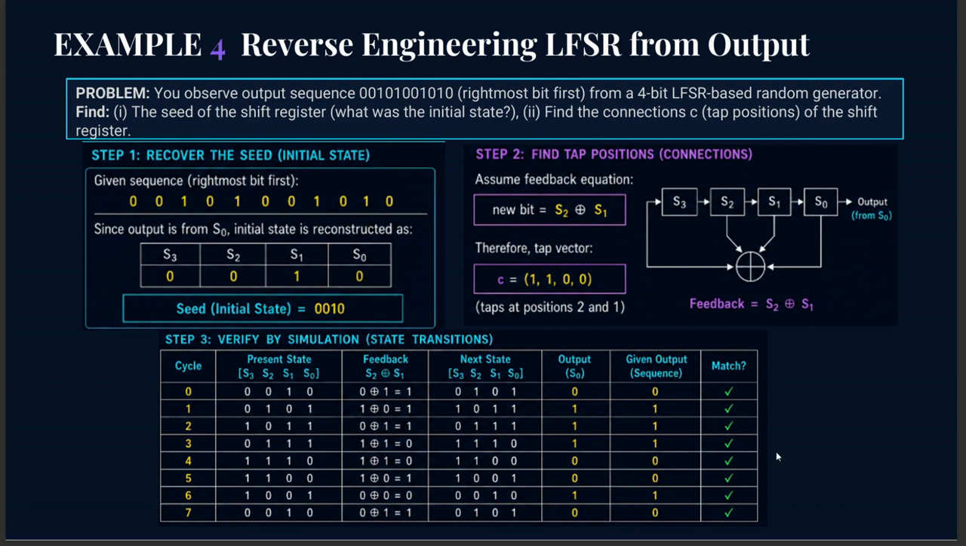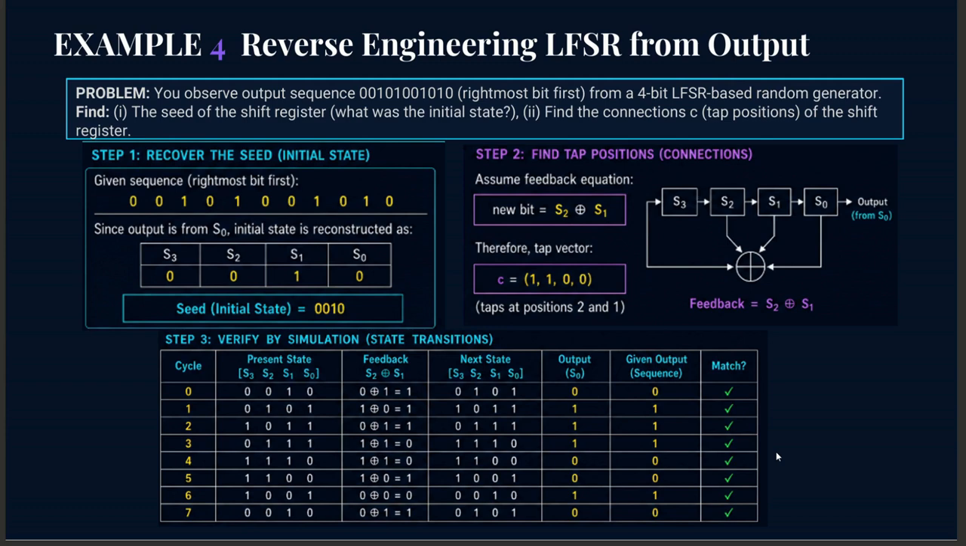This demonstrates a very important concept in cryptography. If an attacker observes enough output bits, they may reconstruct the seed, feedback equation, and even the entire LFSR structure. That's why standalone LFSRs are not cryptographically secure.